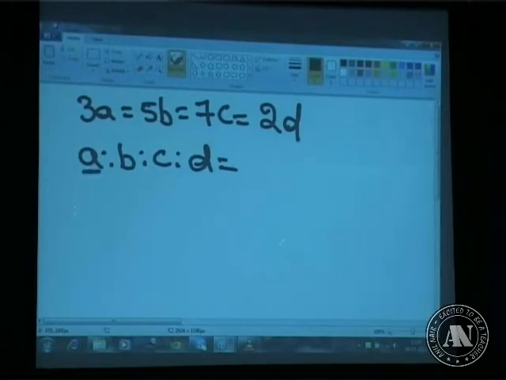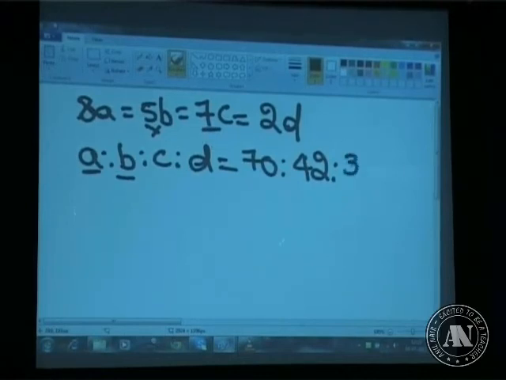To get A, close A and multiply the remaining: 5 sevens are 35, 35 twos are 70. To get B, close B: 3 sevens are 21, 21 twos are 42. Whatever variable you need, multiply all the remaining ones. Simple technique. To get C, close C: 3 fives are 15, 15 twos are 30. To get D, close D. What will be the answer? 3 fives are 15, 15 sevens are 105.